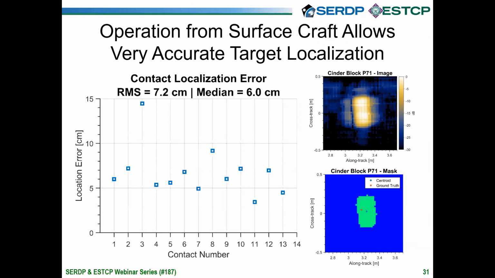In order to try and make a quantitative assessment of our ability to localize these targets, we actually chose one cinder block that we had planted in our field at our local lake. This cinder block shown here is oriented so that its flat side is pointed upwards. And here we're showing a slice through the top of that cinder block on a logarithmic scale.